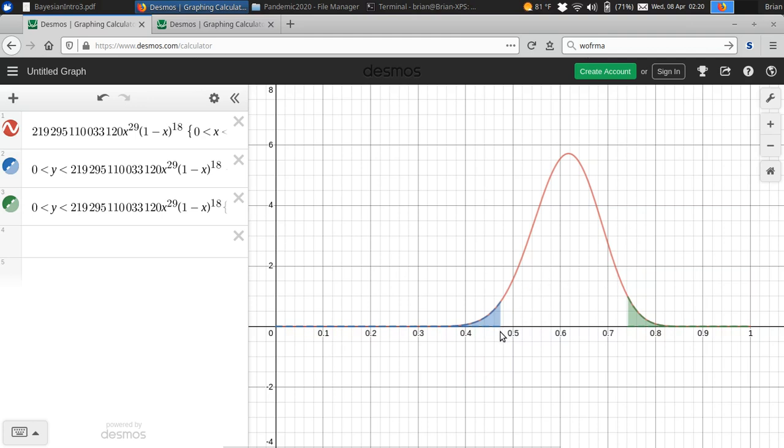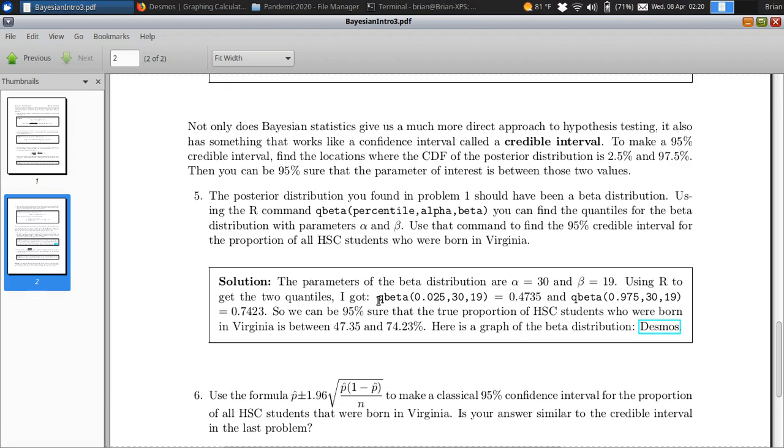And the place where that happens here, according to R, the qbeta command, the quantile for the beta distribution with parameters 30 and 19 at the 2.5% level is 47.435%, and the quantile at the 97.5% level is 74.23%. So I can be 95% sure that the percent of Hampden-Sydney students born in Virginia is between these two numbers. All right, that's it. That's how the credible interval works.